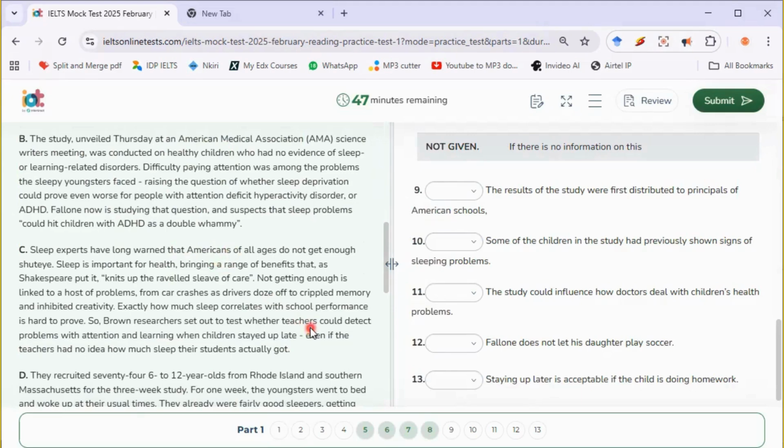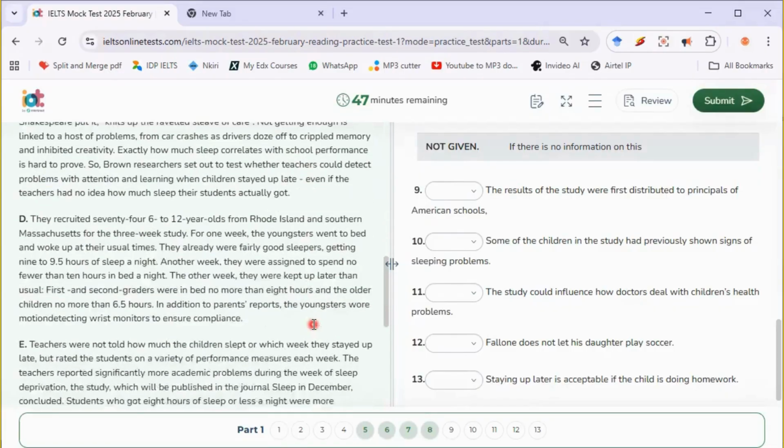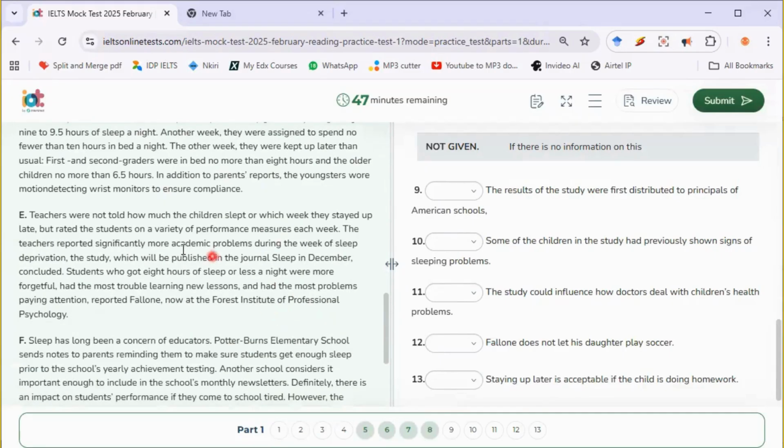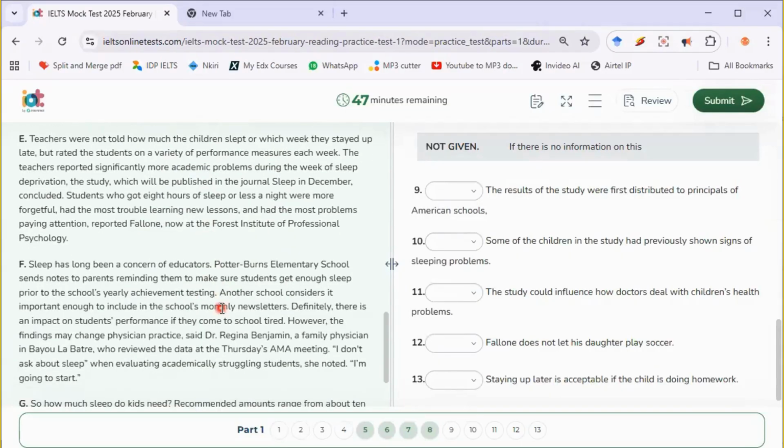I can see teachers here. Okay, let's go on. Paragraph D, Massachusetts. I can't see anything like American here, but Massachusetts is American. What of principal? Let's see, principal. Parents, in addition to the parents' reports, there's nothing like American here. What of the next one? Sleep in December, Fallon. Wow, there's nothing like American here.